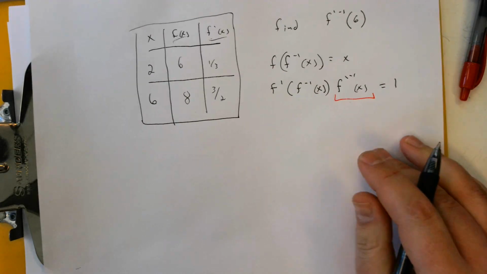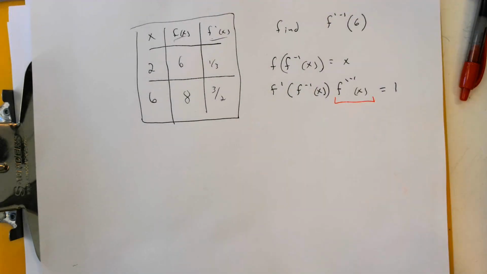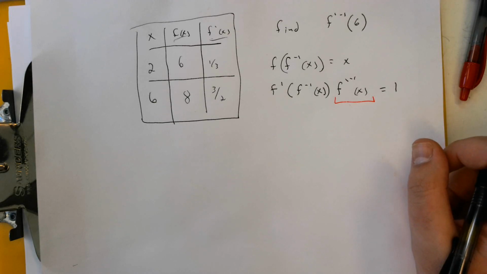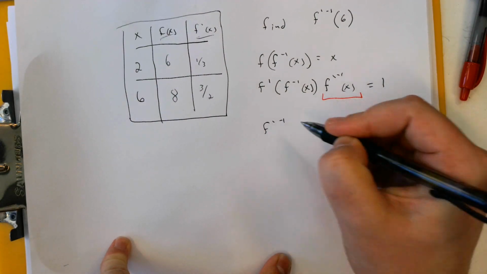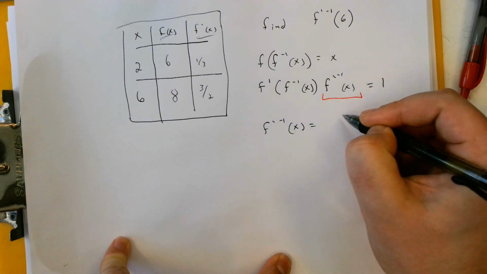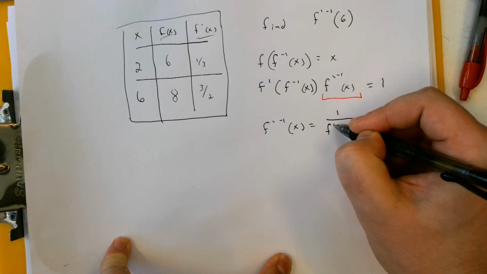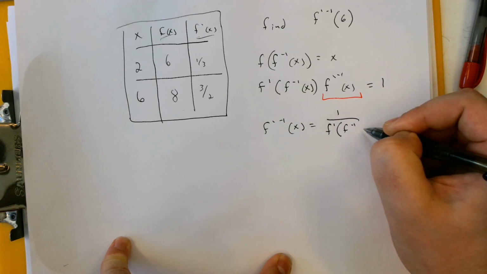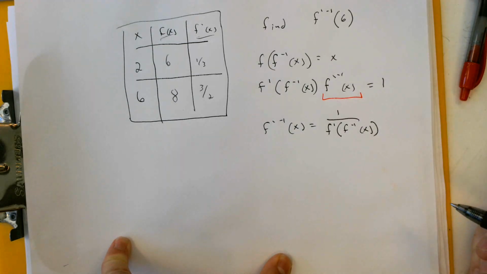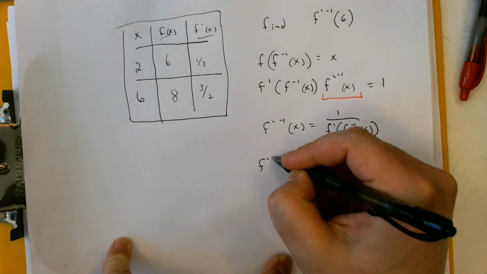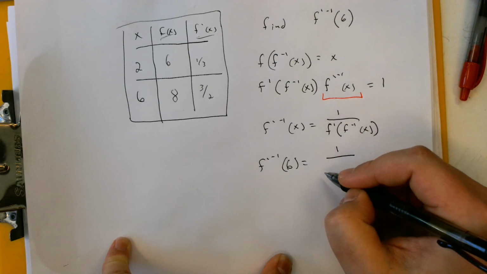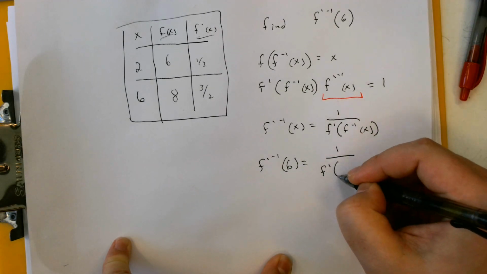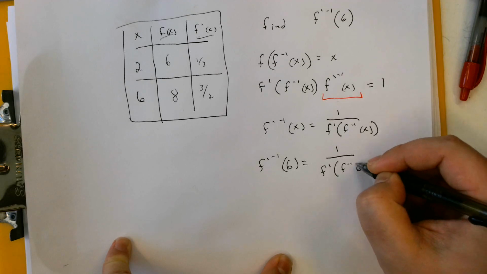Equals 1. What do I want? I want f prime inverse of 6. I'm just going to divide this over just to carry this through. Equals 1 over f prime of f inverse of x. And I want f prime inverse of 6. Well, that's just 1 over f prime of f inverse of 6.